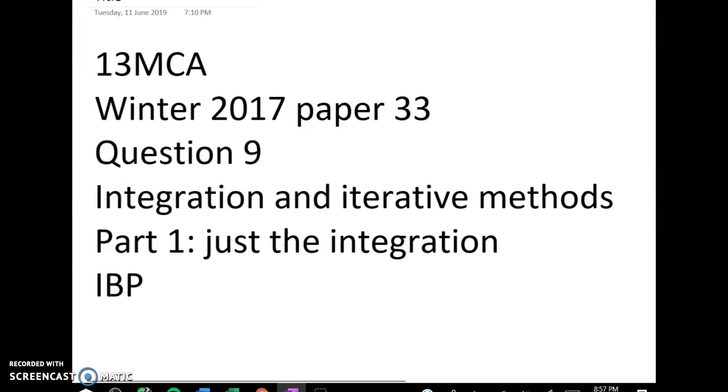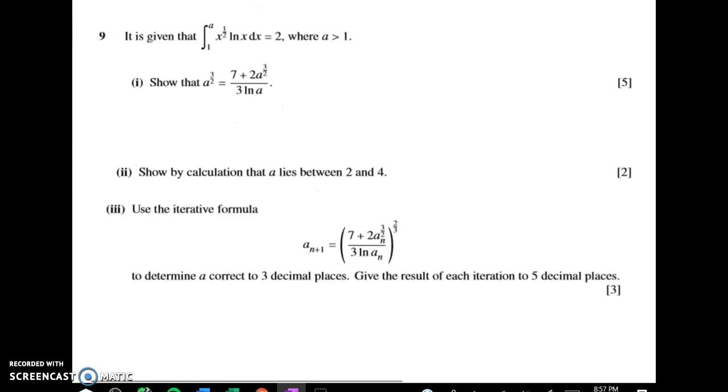This video is a really nice question from the winter 2017 A-level paper, and it's got both integration and iterative methods in it. So this is the question here. In this video, I'm just going to do the integration part, but I want to show you the whole lot so that you get a feel for how the flow of the problem is going to go.